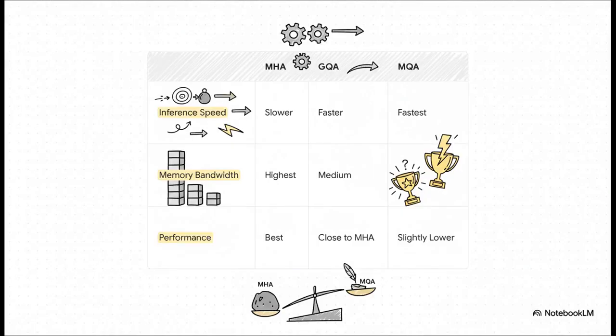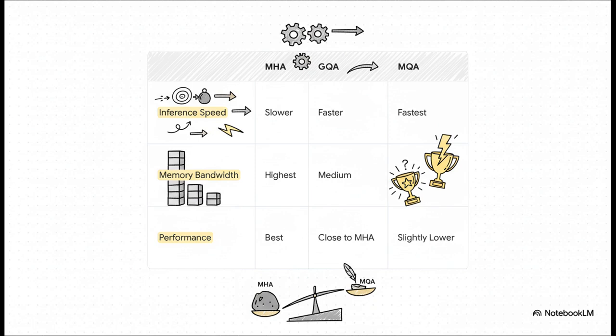And this table really lays out the whole trade-off perfectly. You've got MHA over on one side, best performance, no question. But it's slow, and man, it just eats up memory. Then on the complete other end of the spectrum, you have MQA. It's lightning fast, super lean, but you might see a little dip in quality. And right there in the middle, that's GQA. It's the sweet spot. You're getting performance that's almost as good as MHA, with speeds that are getting really, really close to MQA.